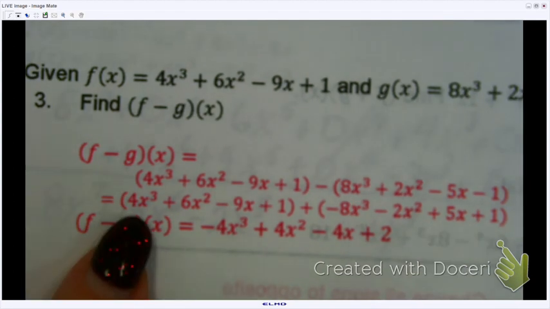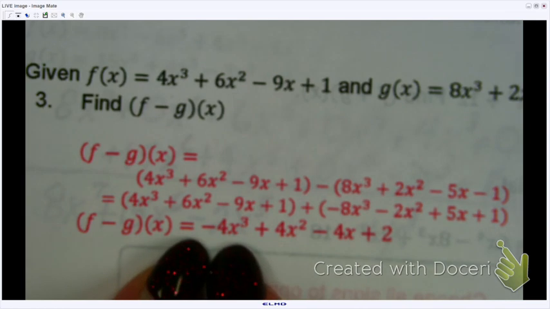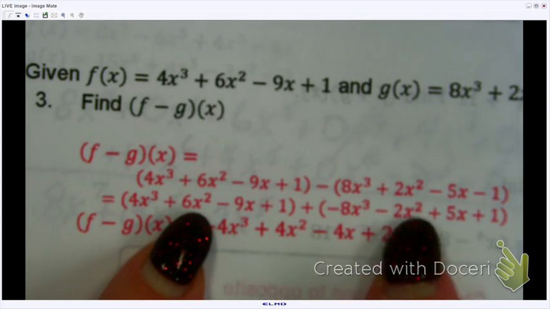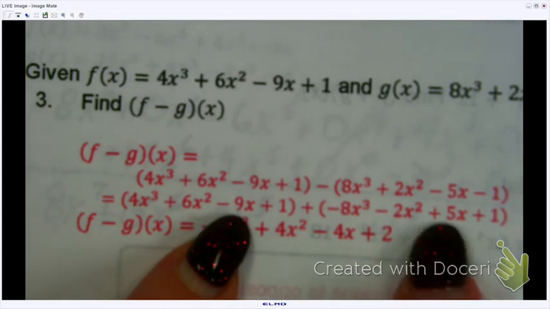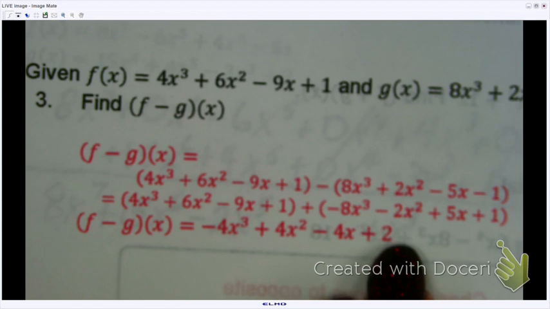So here we have 4x cubed and minus 8x cubed, so we get -4x cubed. We have plus 6x squared and minus 2x squared, which gives us plus 4x squared. We have -9x plus 5x, which leaves us with -4x. And plus 1 and plus 1 is plus 2.